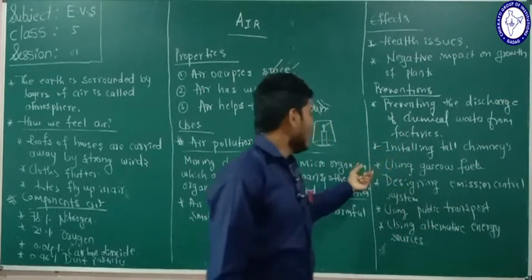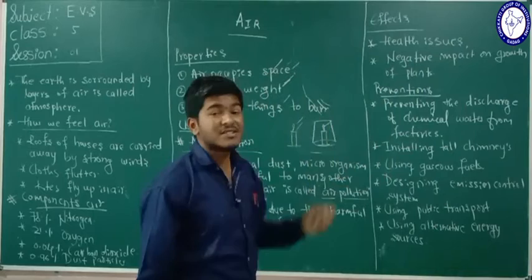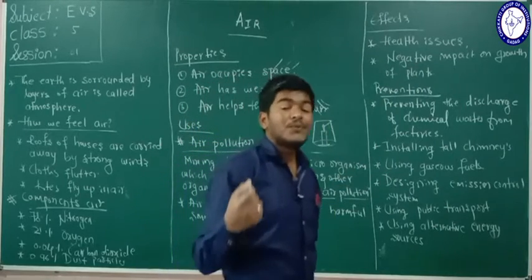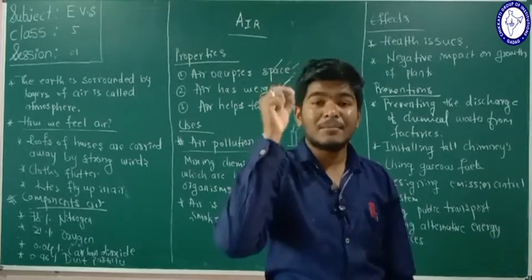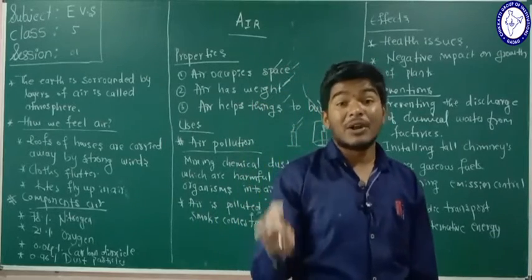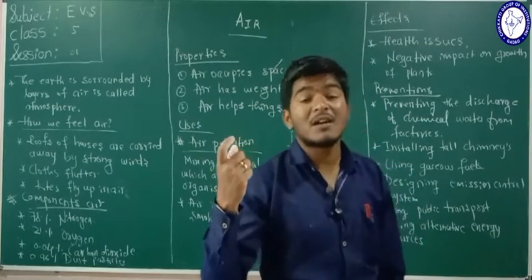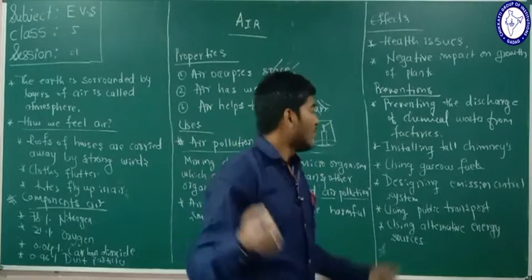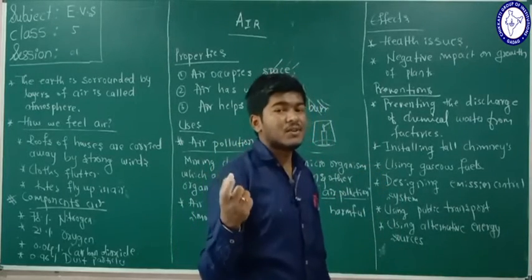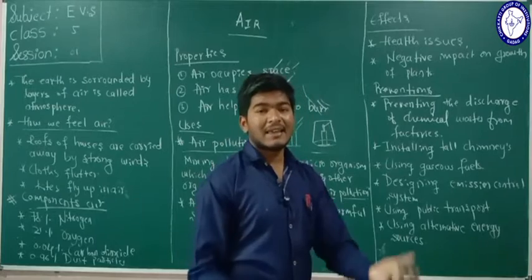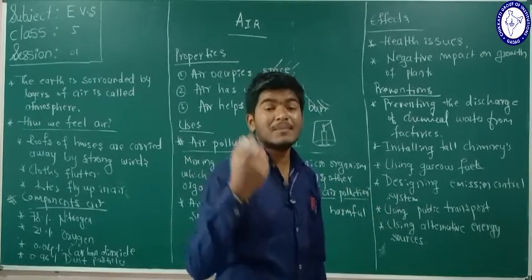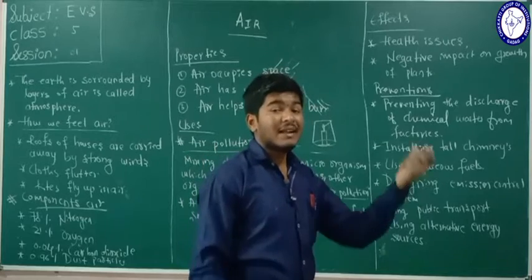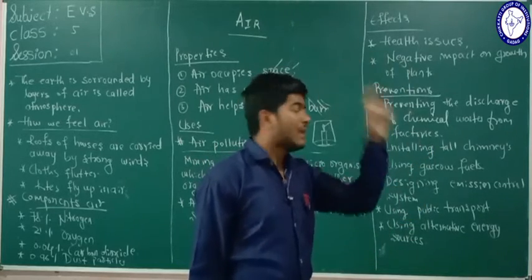And the third one is using gaseous fuels. If we use liquid fuels like diesel, petrol, or kerosene, they release a large amount of smoke. But if we use gaseous fuels, when the gas burns, there is no smoke, it doesn't produce smoke. So that also controls air pollution.